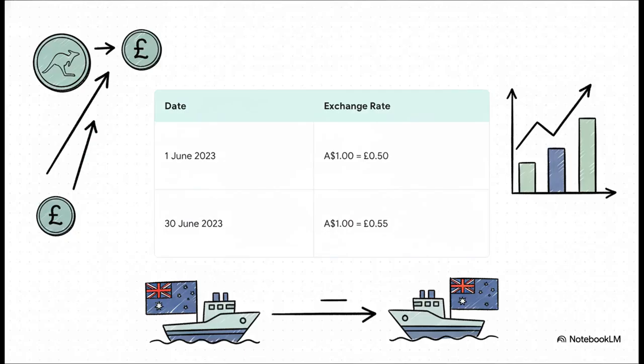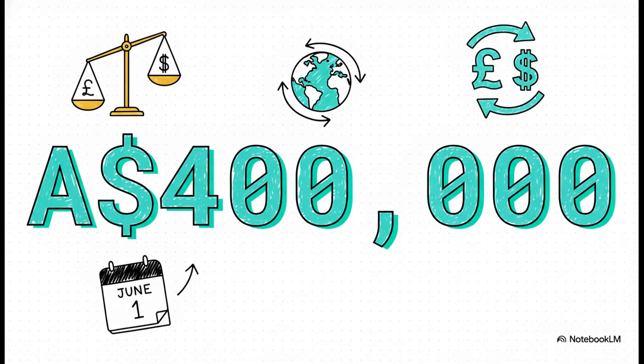Now watch what happens. On June 1st, one Australian dollar gets you half a British pound. Pretty simple. But fast forward to the end of the month, June 30th. Whoa, the Aussie dollar got stronger. Now that same $1 buys you 0.55 pounds. So, back on June 1st, following that golden rule, the company records its debt. They owe 200,000 pounds. At the spot rate that day, that translates perfectly to 400,000 Australian dollars. That's the number on their books.